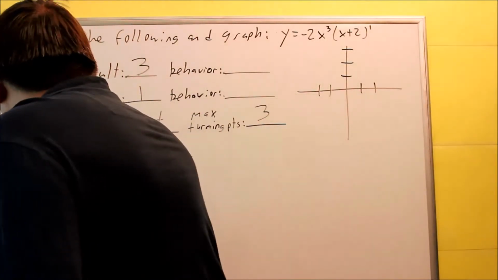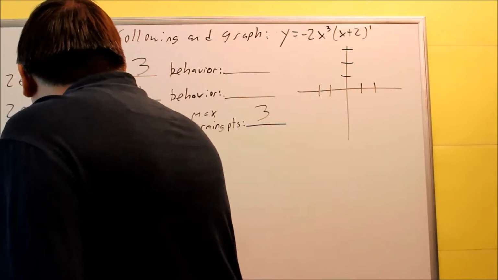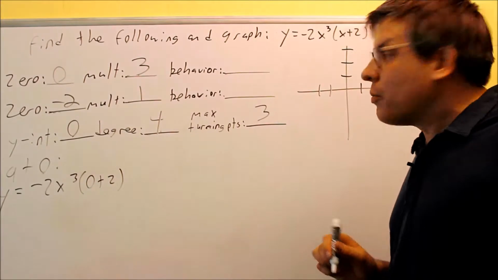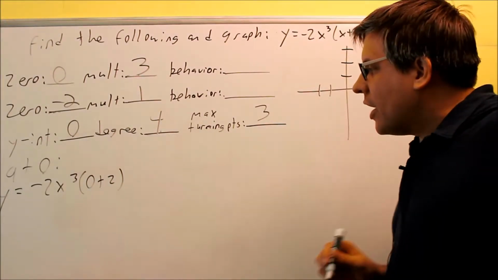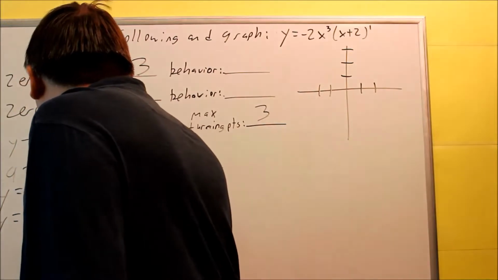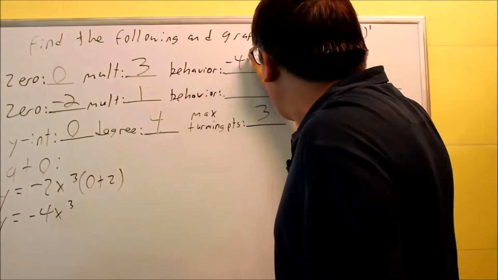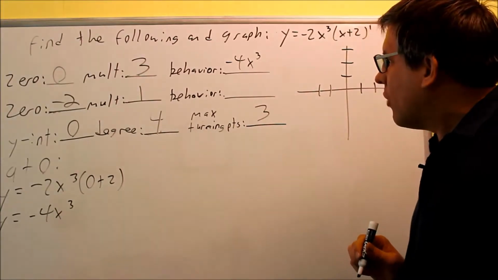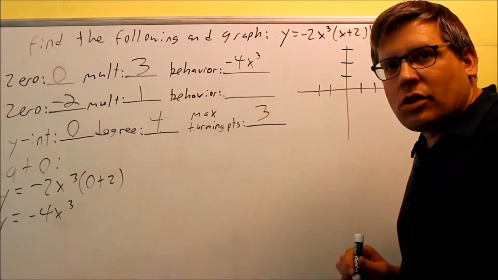So you get y equals negative 2x cubed, we leave that alone, and then we put it in here and we get 0 plus 2, and then when we simplify it, we end up with negative 4x cubed. So this is negative 4x cubed right here. That's my behavior expression for that one. Okay, so what does that look like?